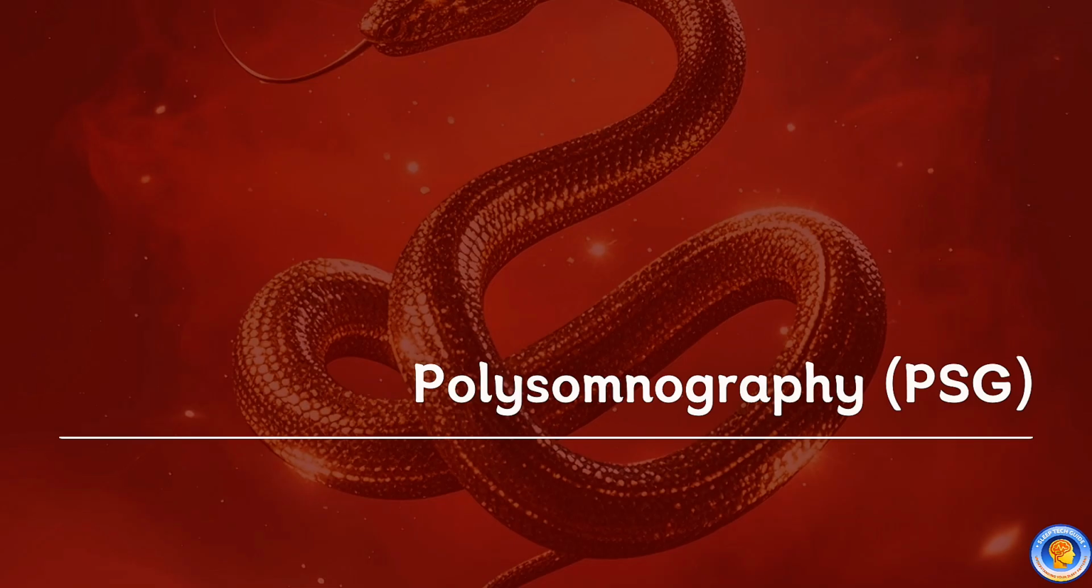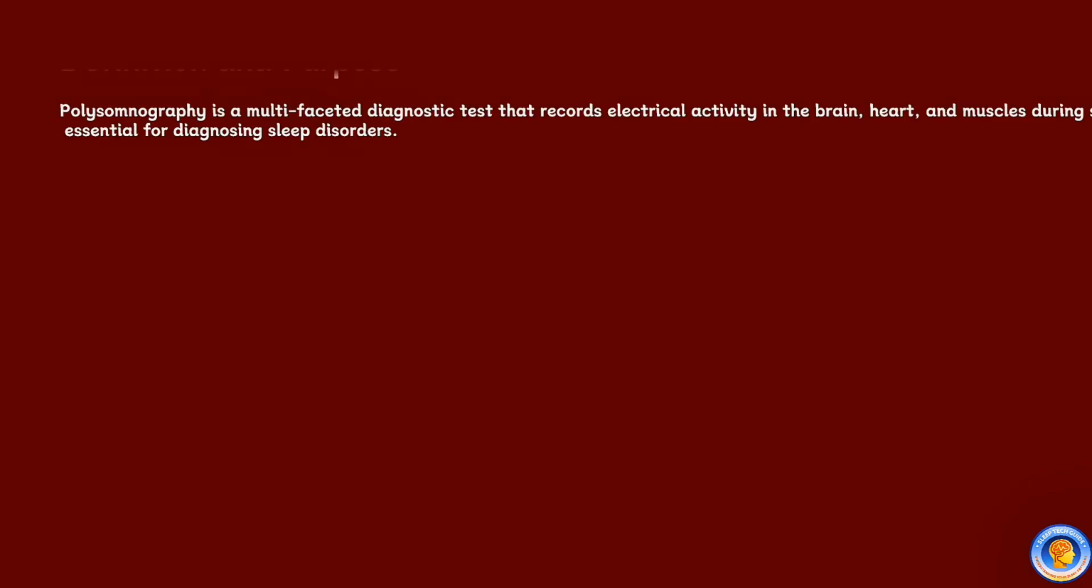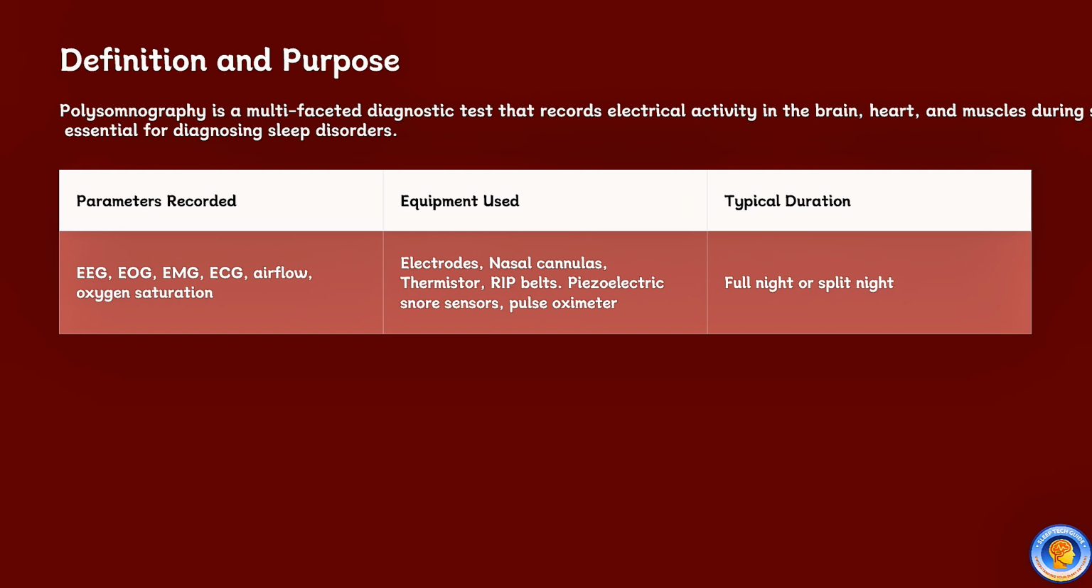So first, we will discuss polysomnography, which is commonly called PSG. Now imagine you could watch the brain, heart, breathing, oxygen, and muscles all at the same time during sleep. This is exactly what polysomnography does. And this is why we call it a gold standard sleep study.